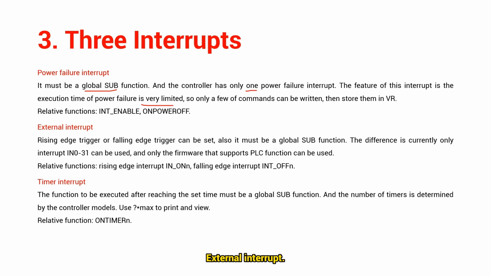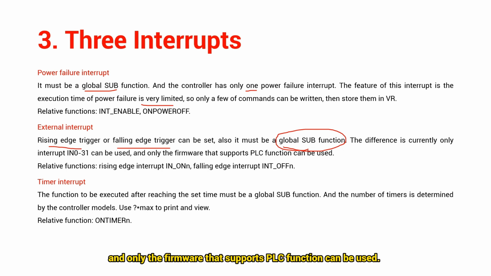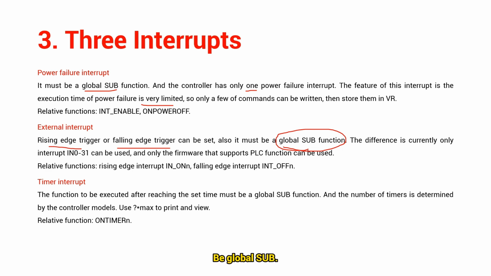External interrupt. It can choose rising edge or falling edge to trigger. Also, it must be a global sub-function. Currently, only interrupts 0 to 31 can be used, and only firmware that supports PLC function can be used. Timer interrupt must also be a global sub.